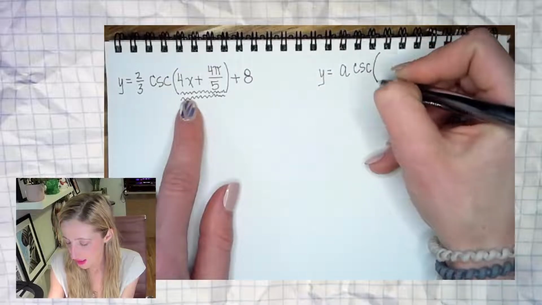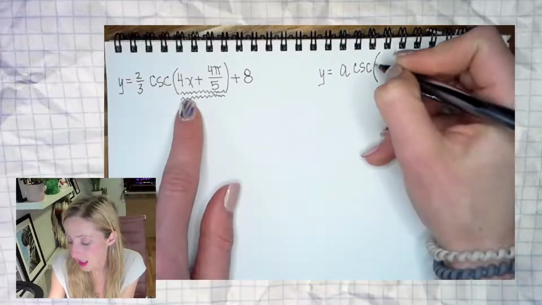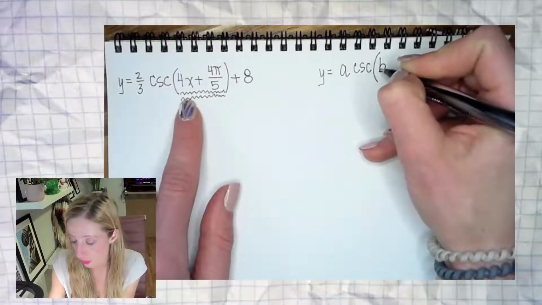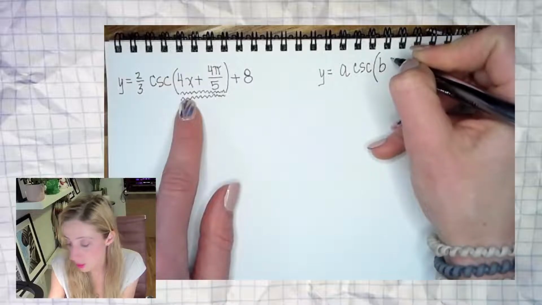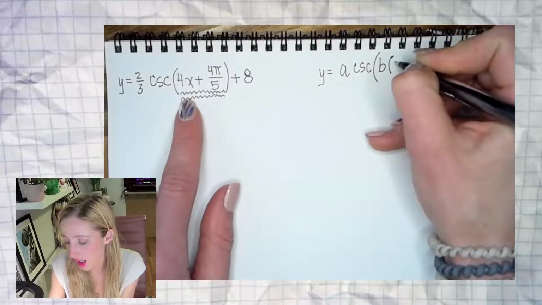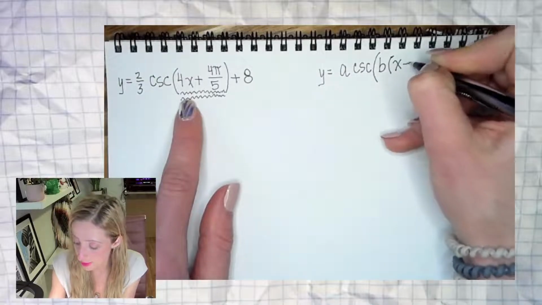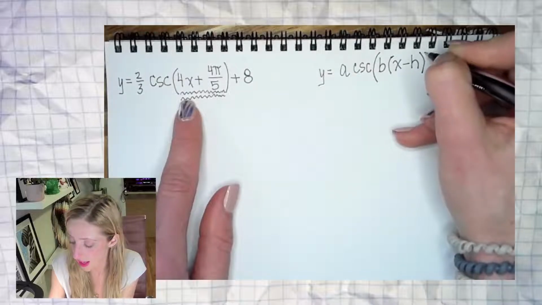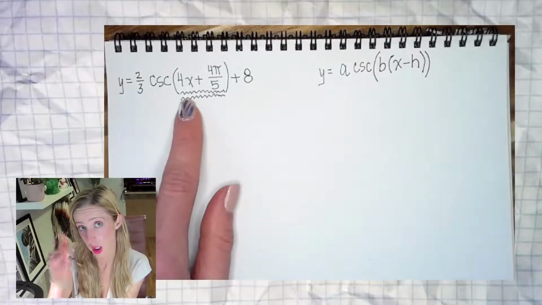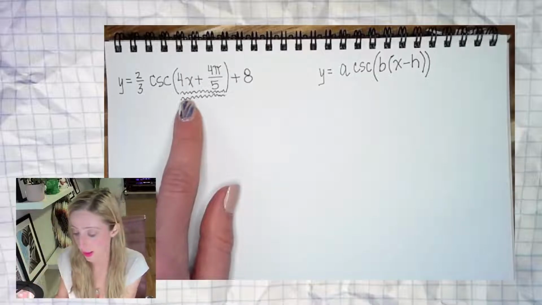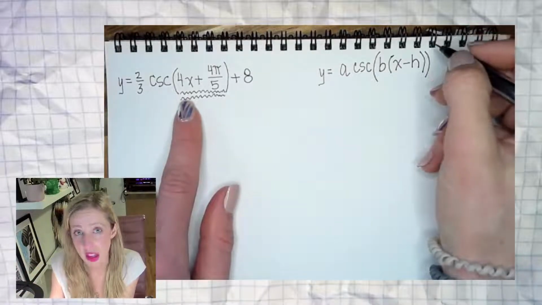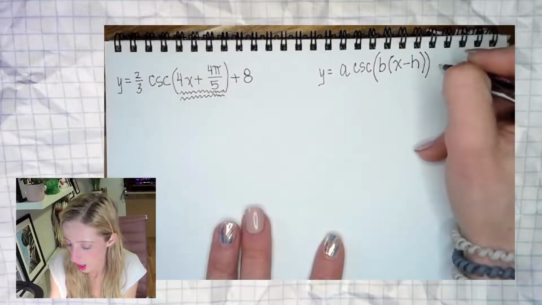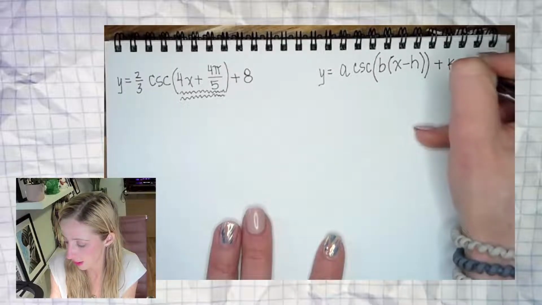And then sometimes you don't have this parenthesis here necessarily, but you would have your B value next, and then you may have a parenthesis showing your X or your theta minus or plus, if it's minus a negative, your H value, where your H is your horizontal shift. So you either went to the left or to the right. Sometimes we call that a phase shift, okay? Phase. And then plus K at the very, very end.